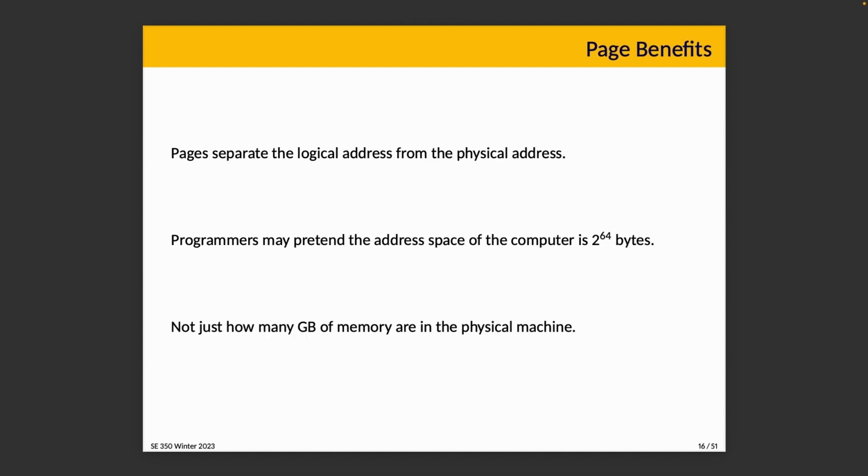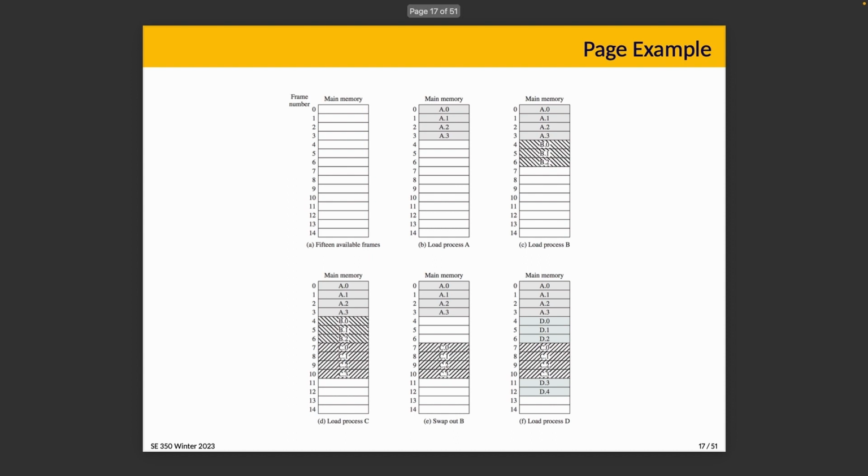Okay, so pages are very helpful because they separate the logical address from the physical address, right? As a programmer, if you have a 64-bit machine in which you have 8-byte pointers, you can pretend the address space of the computer is 2 to the power of 64 bytes, rather than being limited by the number of gigabytes of memory that happens to be located in the physical machine. So that's very helpful. So let's imagine then that we have something that looks like this.